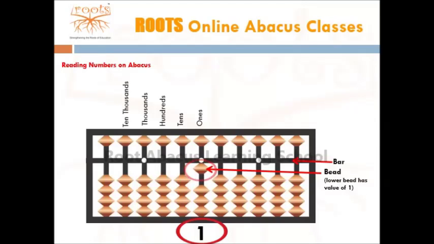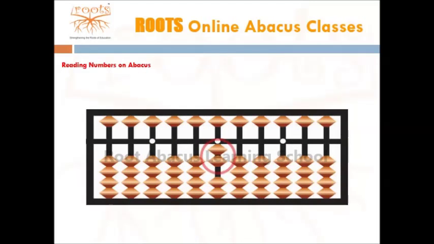You will also notice that we start the ones place from the dot position and then move towards left for tens, hundreds, thousands and so on. Which beads are touching the bar now? There are two lower beads of value 1 each which are touching the bar, so the number shown by the abacus is 2.